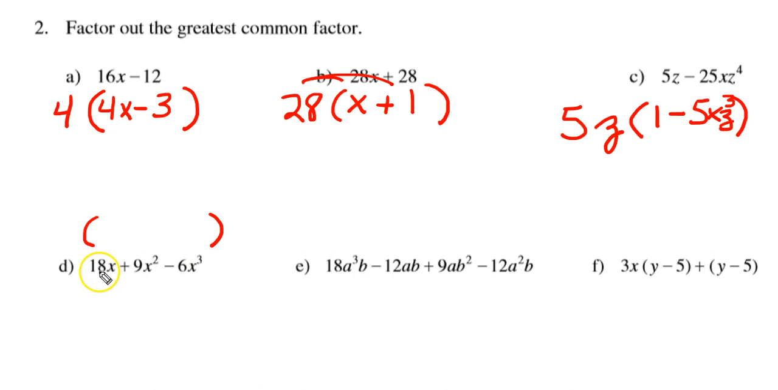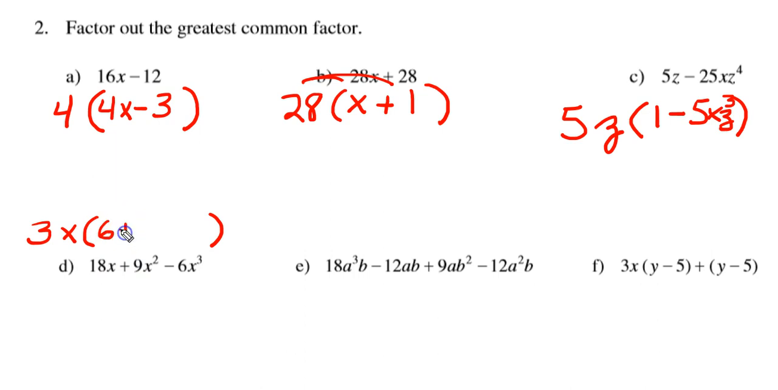Well, we could take a 6 out of there, but not out of the 9. So we could take a 3 out of each term. And there's an x, x, x. The largest number of x's that we can take out of each term is just the 1x here. So 3x. So 3x out of there leaves me with a 6.